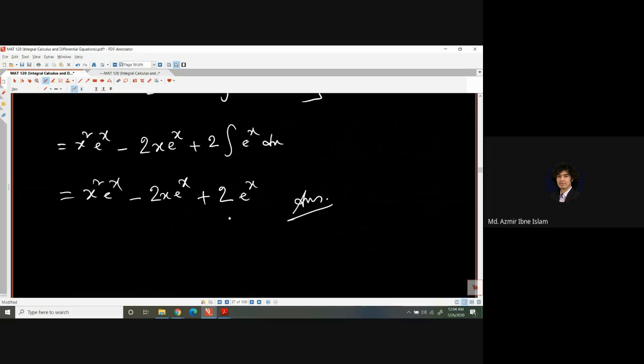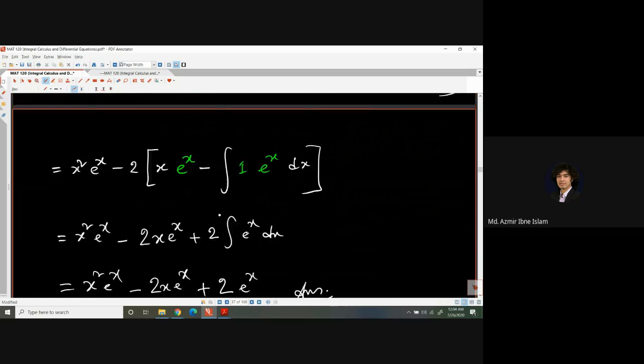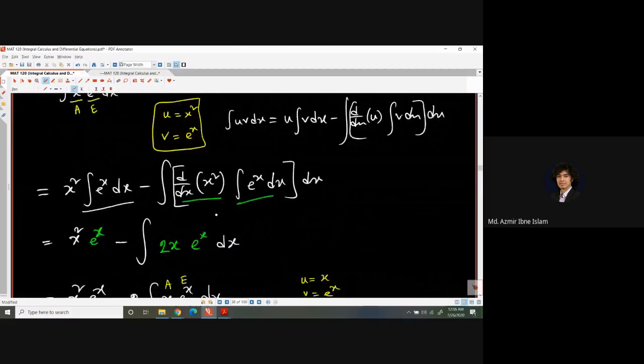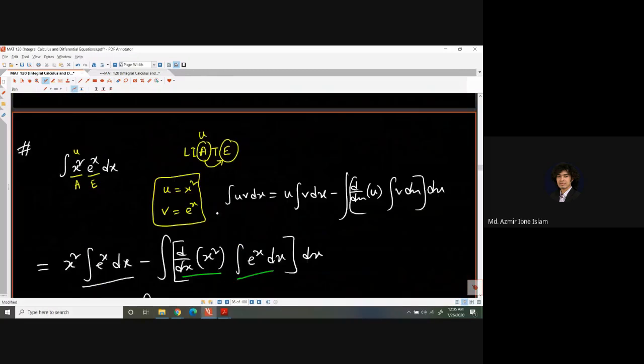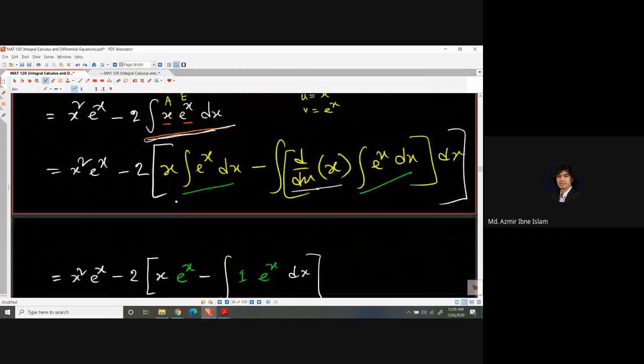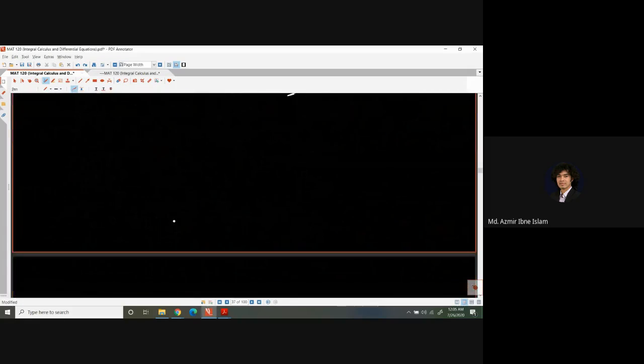So this is how we can apply integration by parts. Okay, so our target should be at first finding u by using the LIATE method, and then we can apply this formula. So now let's move to the tabular method.